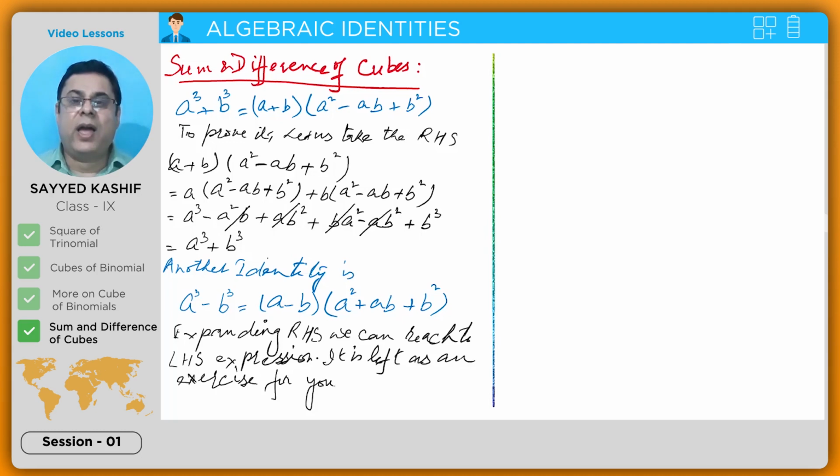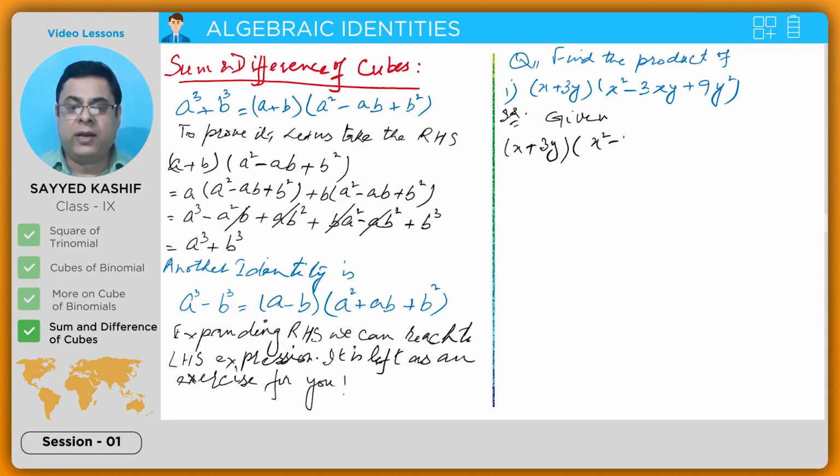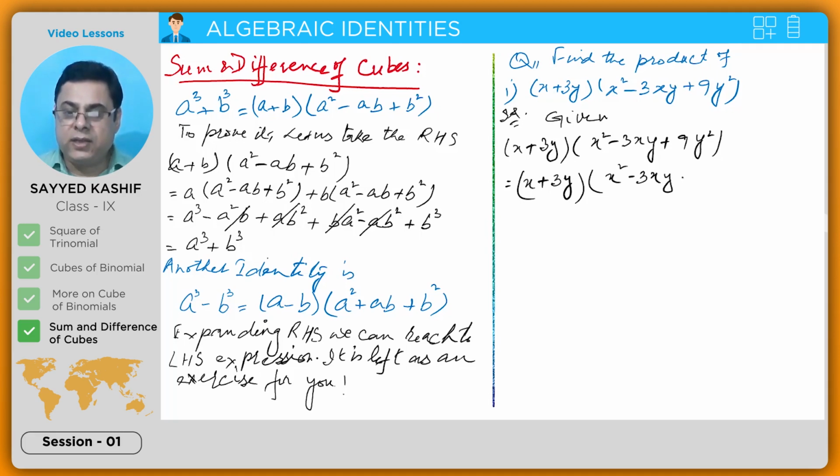Find the product of (x plus 3y) into (x square minus 3xy plus 9y square). Now we are given (x plus 3y) into (x square minus 3xy plus 9y square). That can be written as (x plus 3y) into (x square minus 3xy plus (3y) whole square). Brace closes. 9y square can be written as (3y) whole square. Now we know a cube plus b cube is equal to (a plus b) into (a square minus ab plus b square).